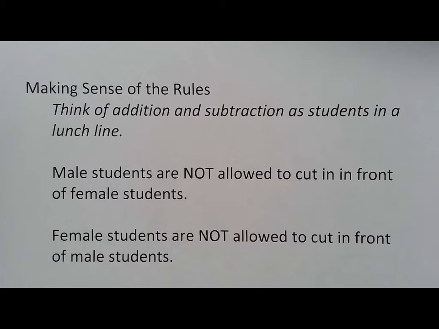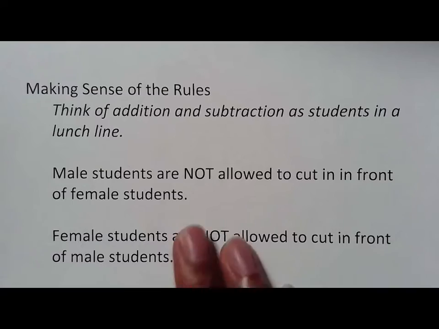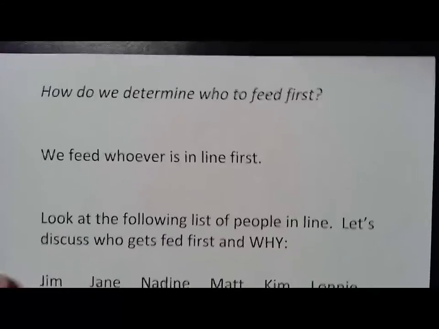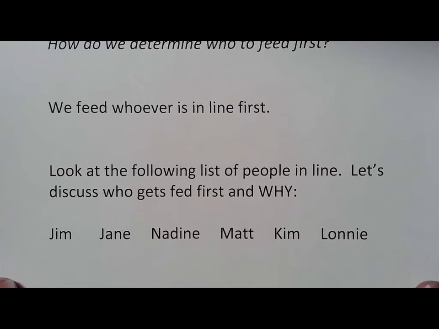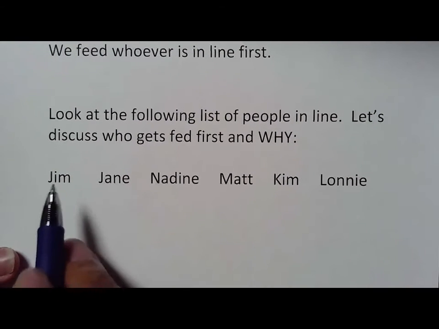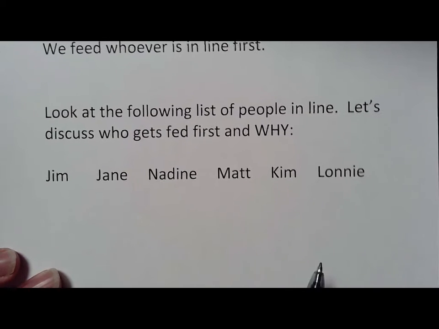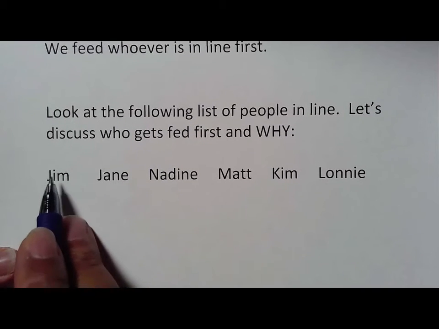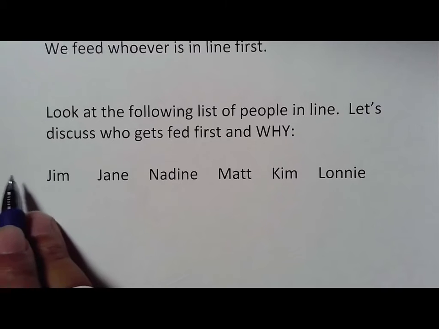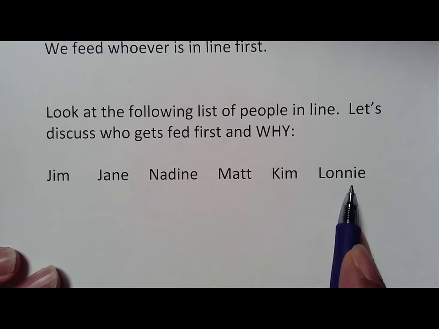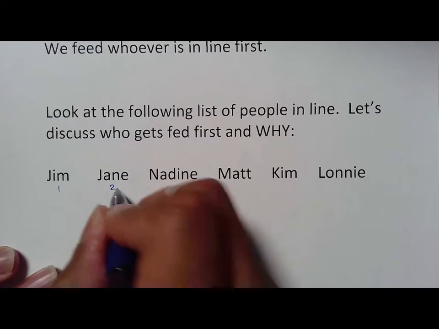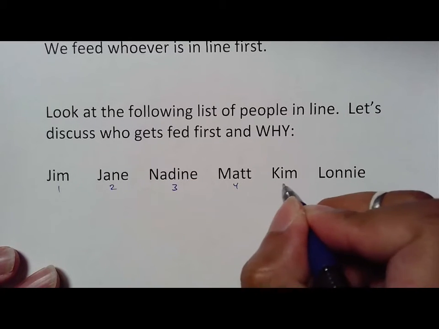But if addition and subtraction are like students in the lunch line, and male students are not allowed to cut in front of female students, just as female students are not allowed to cut in front of male students, really, in terms of students, no one can cut in front of anyone, then how do we determine who to feed first? Well, if you look at the list of people, let's discuss who gets fed first and why. So this is a list of students: Jim, Jane, Nadine, Matt, Kim, Lonnie. If they lined up in this order, and the lunch line is over here, or the lunch person's over here, and this is the line, common sense says Jim gets fed first, Jane gets fed second, then Nadine, then Matt, then Kim, and then Lonnie.